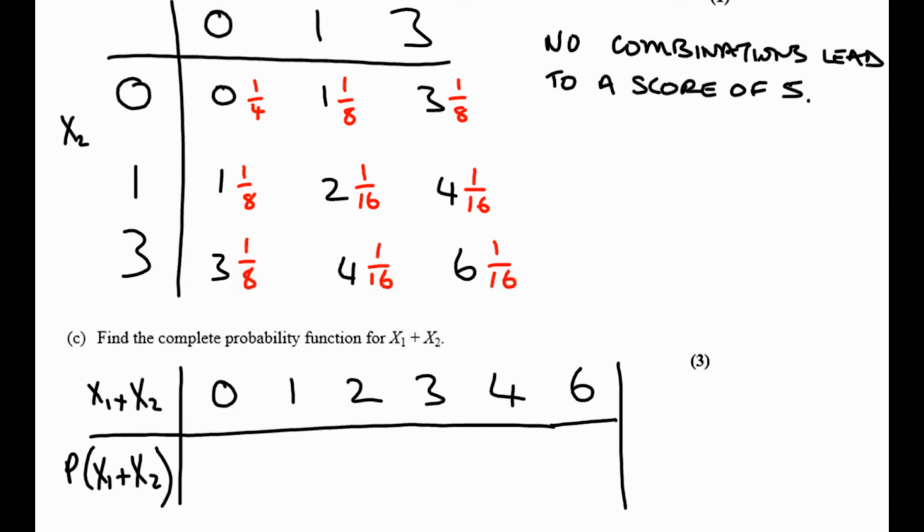What are their probabilities? Probability of 0 is 1/4. Probability of 1 is 1/4. Probability of 2 is 1/16. Probability of 3 is 1/4. Probability of 4 is 1/8. And probability of 6, 1/16. All right, and this is the complete probability function for x1 plus x2.